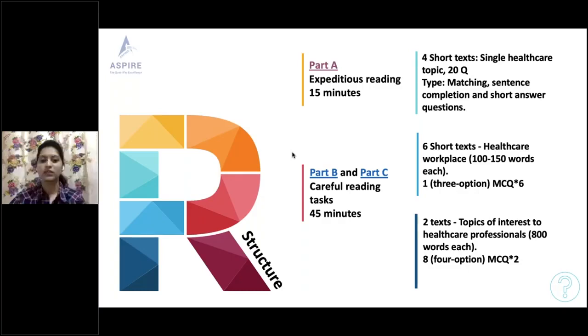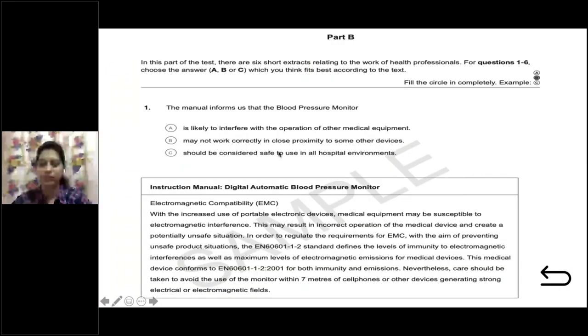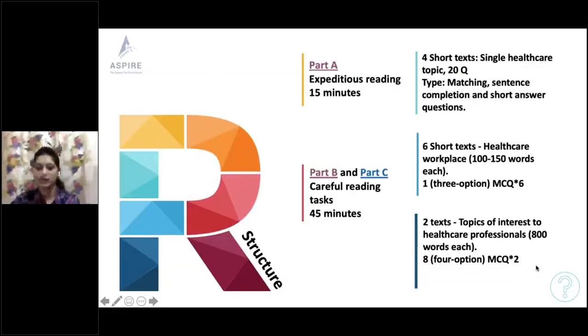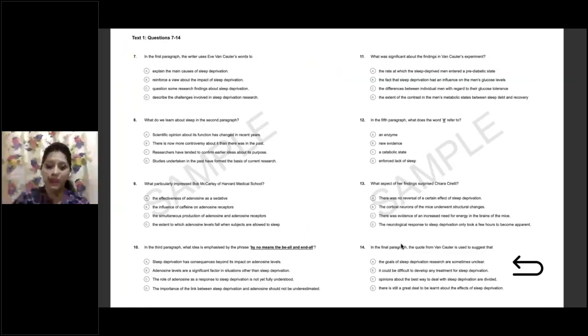So let's take a look at part B. This is how it'll look. There is a short text and then a question. Part C, on the other hand, as you can see, has an 800-word extract, which is followed by 8 questions. And then you'll have another long extract and then another 8 questions. So that will be the end of part C.